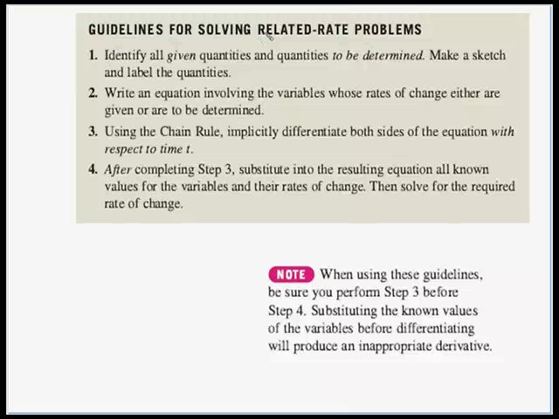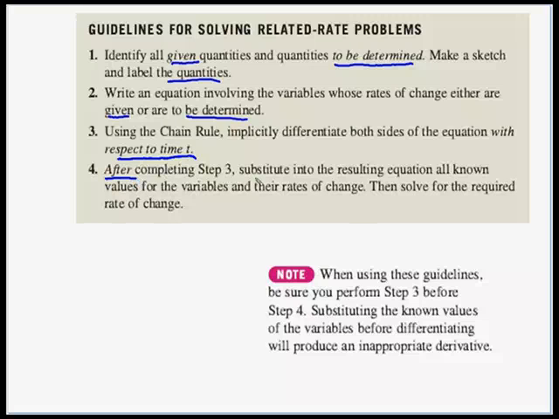So here's 4-step guidelines for solving these related rate problems. Number 1, identify all given quantities and quantities to be determined. Make a sketch. A sketch can really clear things up. And then label all quantities. Now, step 2, write an equation involving the variables whose rates of change are either given or to be determined. Step 3, use the chain rule to implicitly differentiate both sides of the equation with respect to time, t. Remember, time is what relates these different rates.